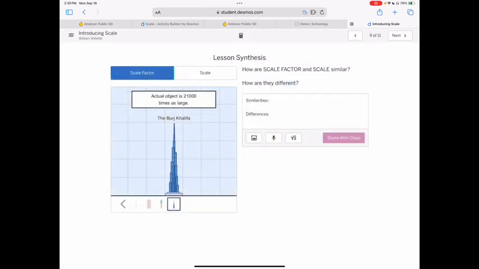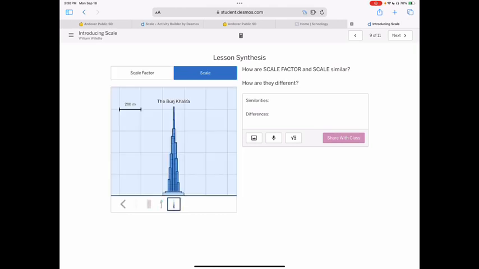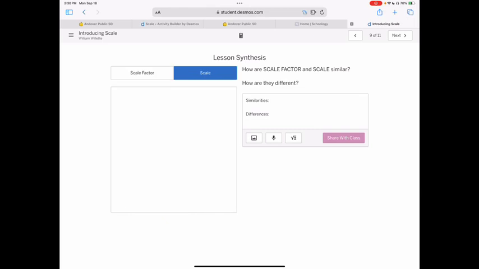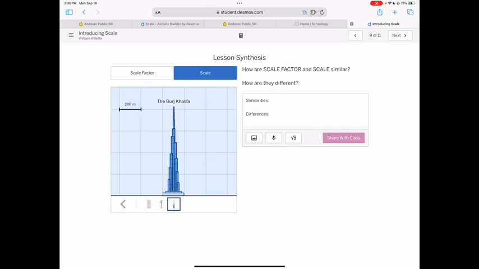So the big idea in this lesson is about the difference between scale factor and scale. So how are they similar? Well, both of them are used to describe objects that are different sizes. And if we look at both of these screens here, they both involve a grid. They both include numbers that we talk about how big the drawing is. But a couple of things that are different is scale uses unit measurements, centimeters, meters, etc.